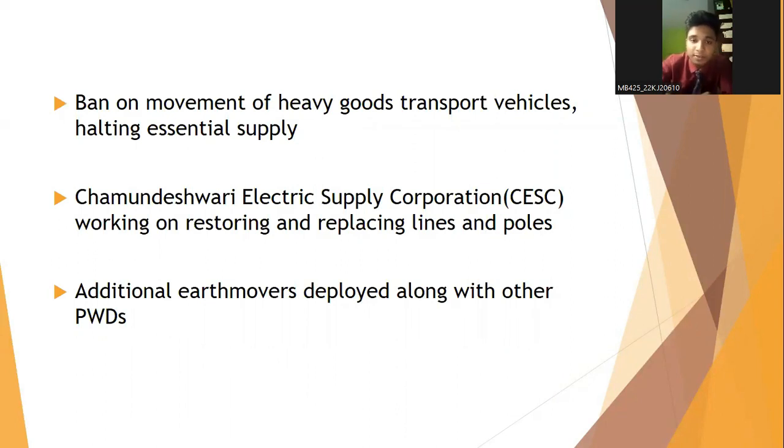Apart from this, the Chamundeshwari Electric Supply Corporation, also known as the CESC, started working on the restoration of the electric lines and poles that were destroyed by the landslide. In addition to this, apart from other PWDs, other earth movers were called to move sand and rocks and other debris. So the government hired more earth movers, which should have been bought in the first place, but they had to call in more to make it more feasible. So next, I'll hand over to Emmanuel for the rest.